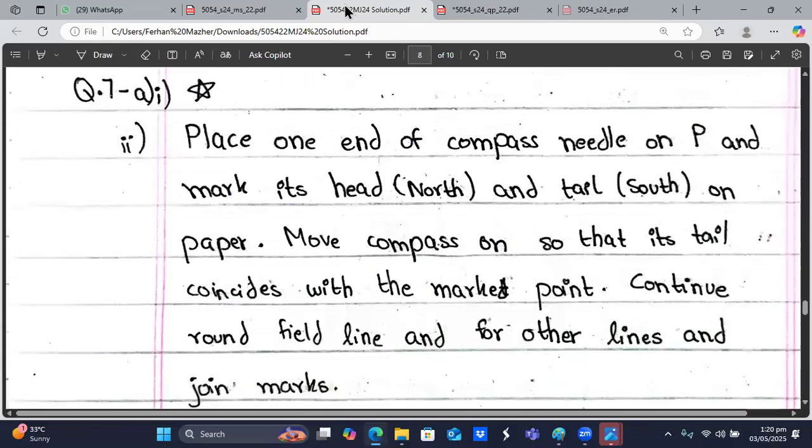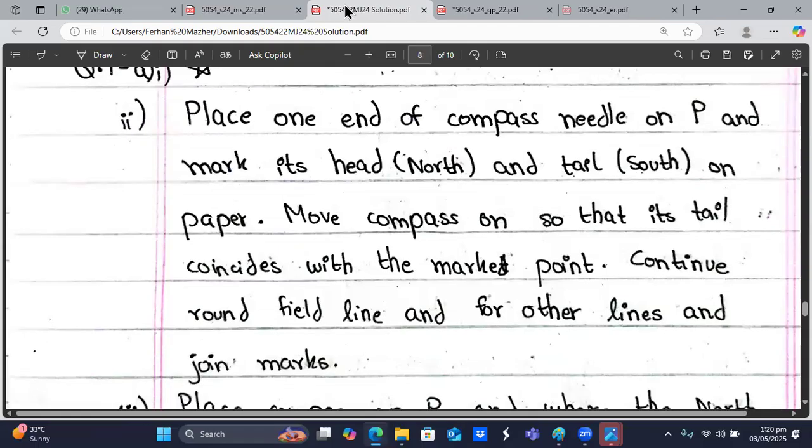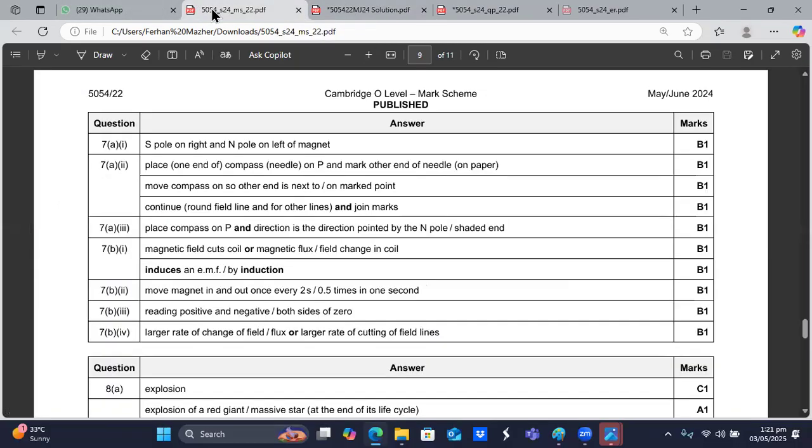Let's see what she wrote. Place one end of the compass needle on the point P and mark its head north and tail south on the paper. Move compass so that its tail coincides with the marked point. Continue round the field line and for other lines and join marks. So this is not a very impressive answer.